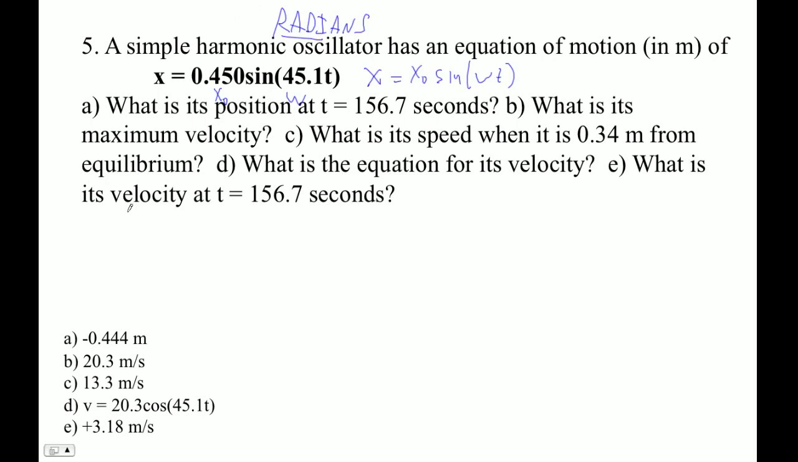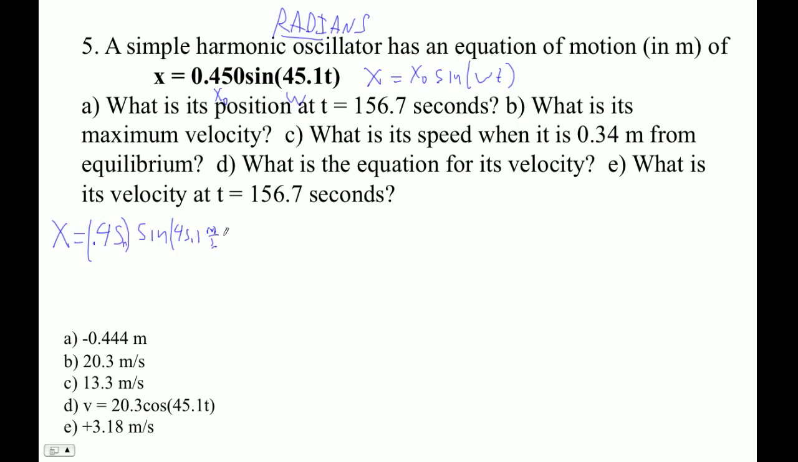Radians. Okay, so put your calculator in radians, go second mode or mode, and then go down to radians and hit enter, right? And then at t is 156.7 seconds. We're just going to plug that in, right? So x equals 0.45 sine of 45.1. That's radians per second, right?